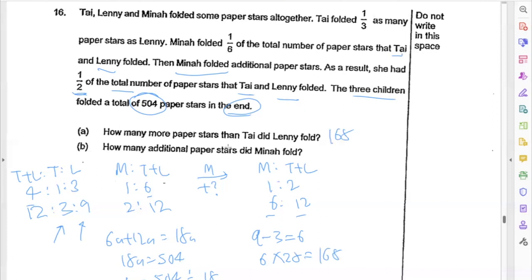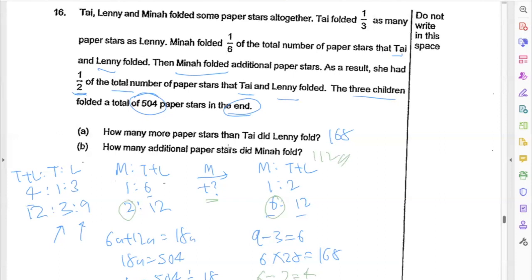Part B, how many additional paper stars did Mina fold? So we are looking at Mina. Mina was 2 units at first. He added some and ended up with 6 units. So Mina folded an additional 4 units. So 4 multiplied by 28. So Mina folded an additional 112.